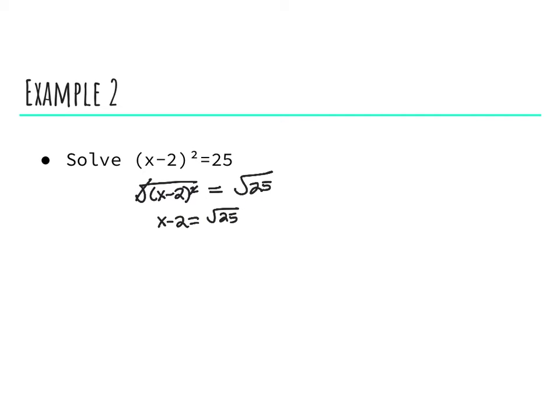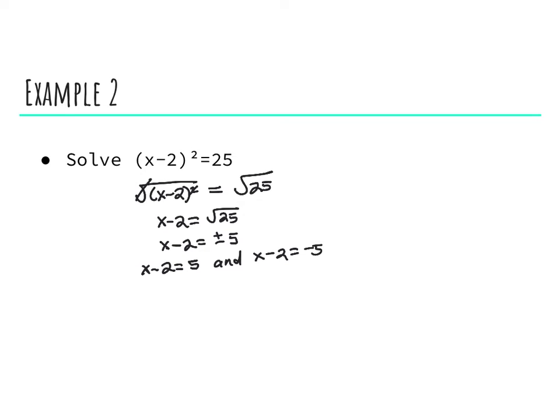When we find the square root of a number, we always have two solutions. So in this case, the square root of 25 is either positive 5 or negative 5. So we can rewrite this as x minus 2 equals plus or minus 5. I am still not done with the equation because I don't have the variable by itself. So continuing this, I can get two separate equations from this. And the two separate equations are x minus 2 equals positive 5 and x minus 2 equals negative 5.